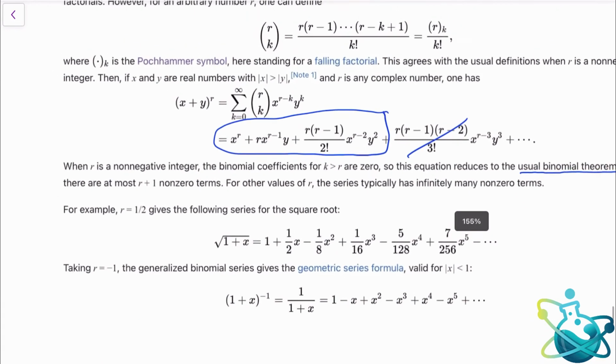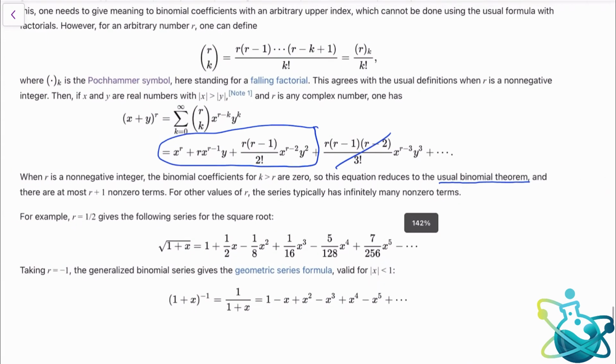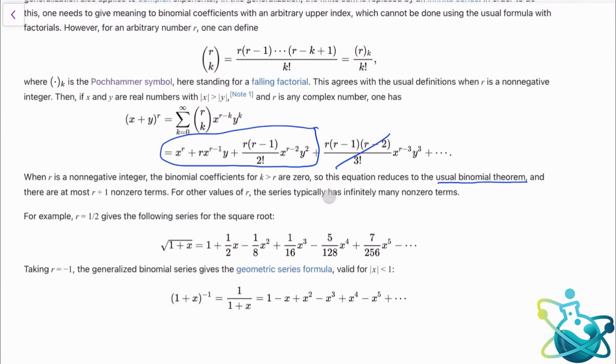Okay, so let's carry on reading here. All the other terms become 0, so this equation reduces to the usual binomial theorem. This is when r is a non-negative integer, a positive integer. And there are at most r plus 1 non-zero terms. Guys, you can work this out yourself. It works out like that.